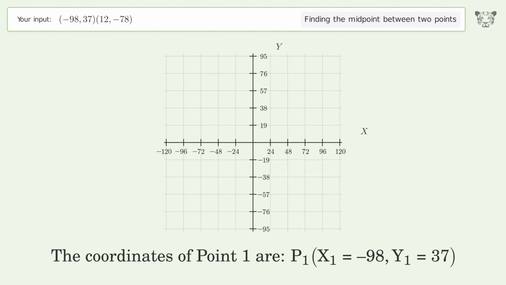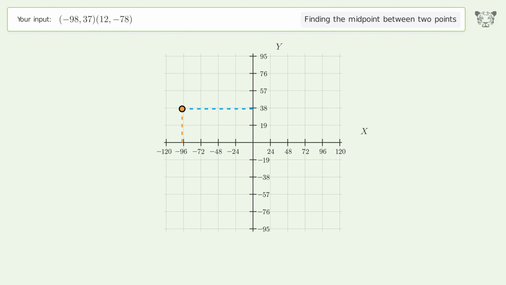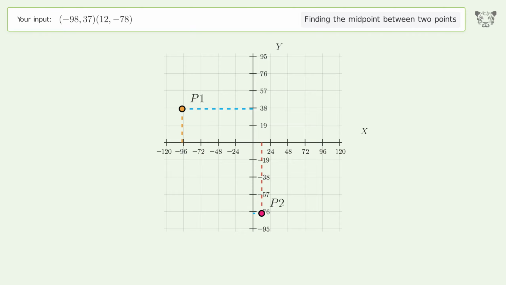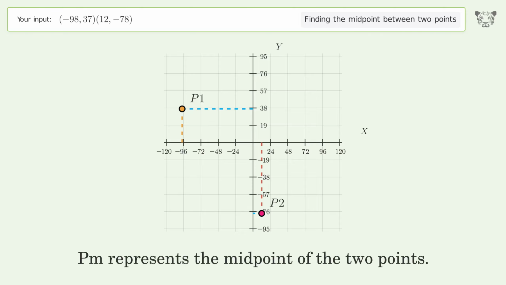The coordinates of point 1 are, x1 equals -98, y1 equals 37. The coordinates of point 2 are, x2 equals 12, y2 equals -78. PM represents the midpoint of the 2 points.